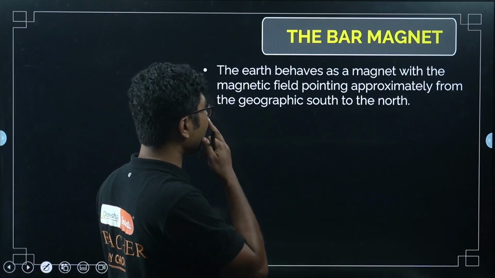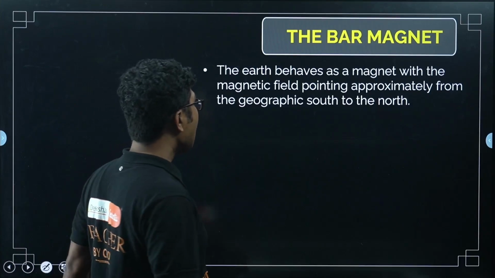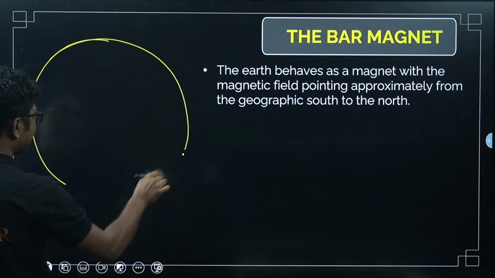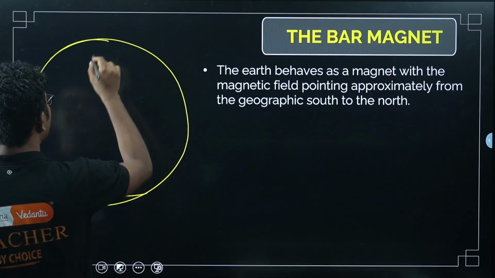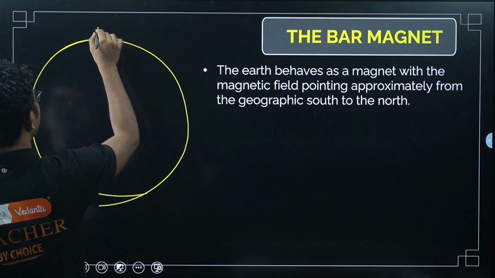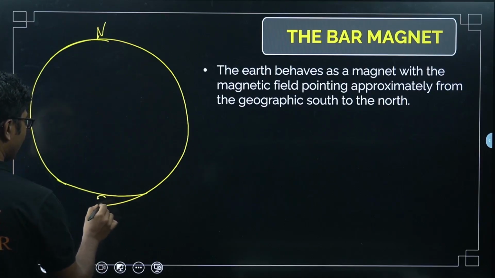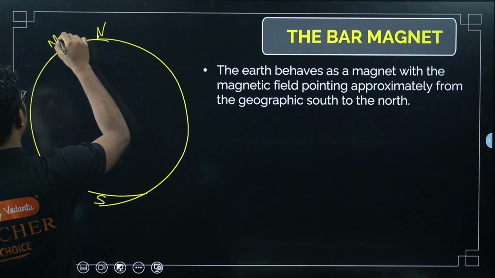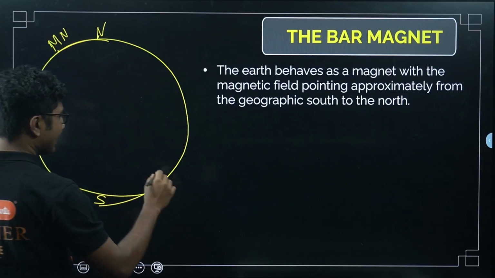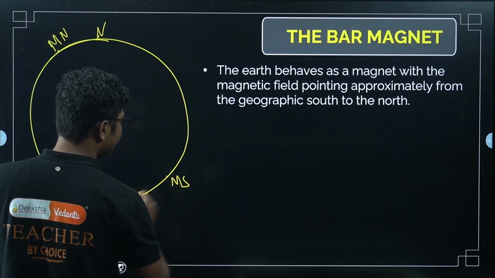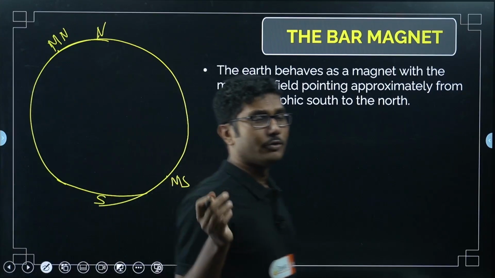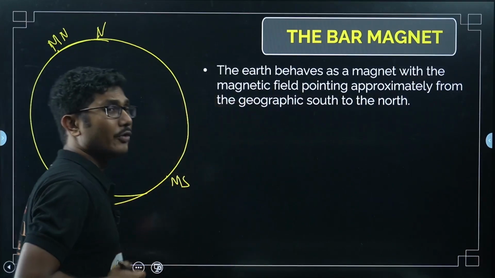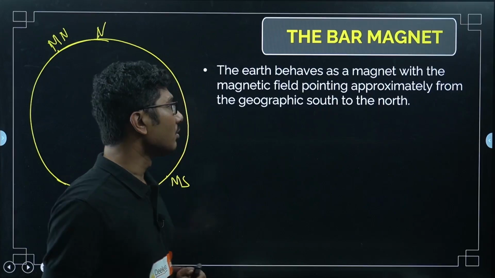Earth behaves as a magnet with the magnetic field pointing approximately along geographic north and geographic south. In reality it is not exactly at the north or south. If you draw the earth, this is the geographic north pole and this is the geographic south pole, right? But in reality the magnetic axis is slightly bent like this. This is magnetic south, and this is magnetic north, and this orientation changes with each passing year. After a certain amount of time this rotates, but the rotation is very slow.